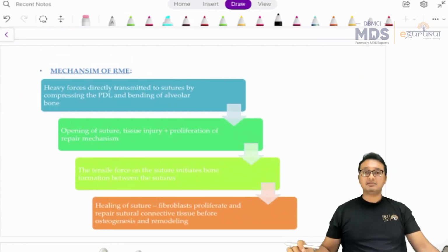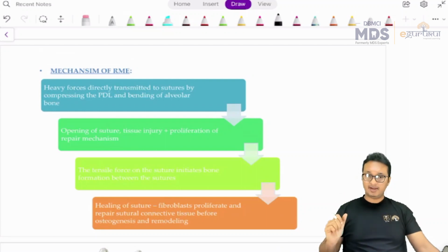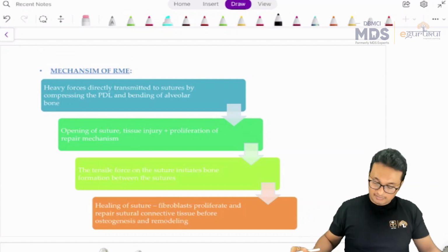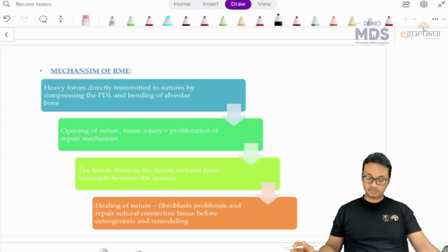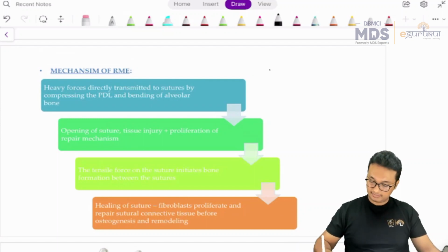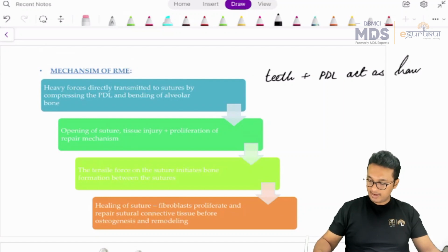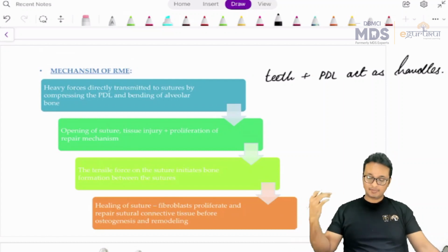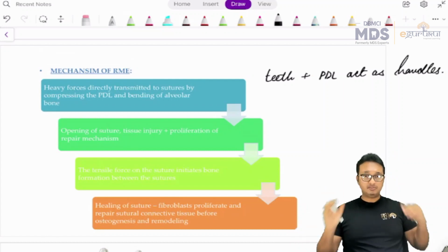Now, what is the mechanism of RME? Whenever any appliance is put on the teeth and it applies too much lateral sideways pressure, heavy forces are directly transmitted to the sutures by compressing the PDL and by bending of the alveolar bone. So in this case, the teeth and the PDL act as handles for forces to the sutures. Which sutures? We are talking about so many sutures which we just talked about earlier.